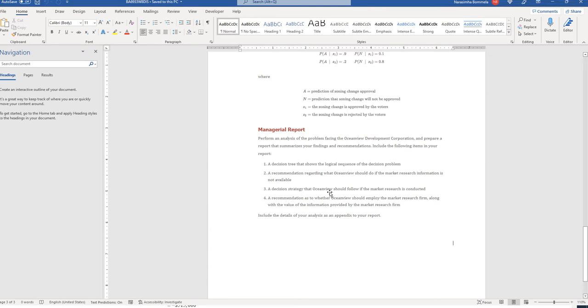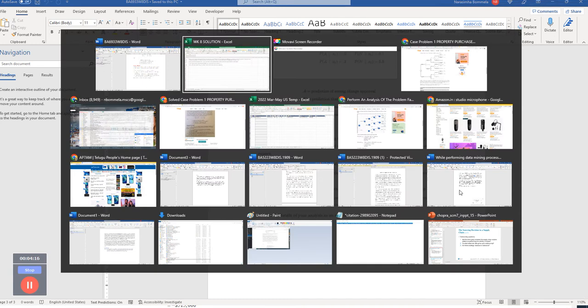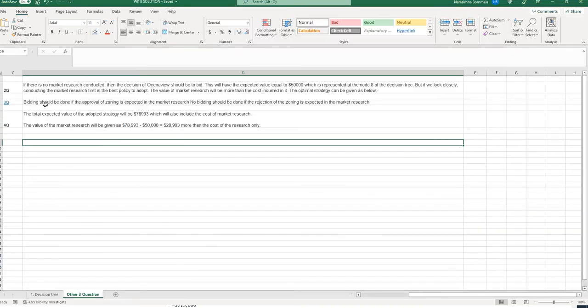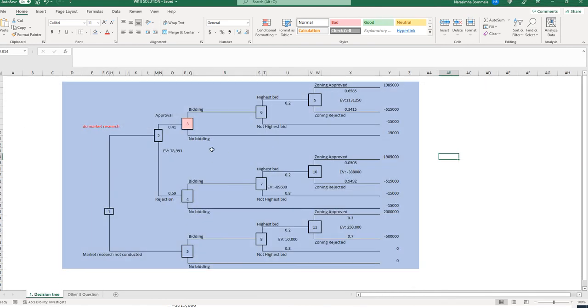a decision strategy that Ocean View should follow if the market research is conducted. What should be done when the market research is conducted? Bidding should be done if zoning approval is expected in the market research. The second option is no bidding should be done if rejection is expected. Let us cross check the decision tree. Earlier, for the second question, this is the option that we reviewed. Now when we do market research and then start bidding and zoning approval activities, after conducting market research and understanding market related information, bidding should be done when zoning approval is expected, and no bidding is to be done when zoning rejection is expected. That is what is mentioned here.